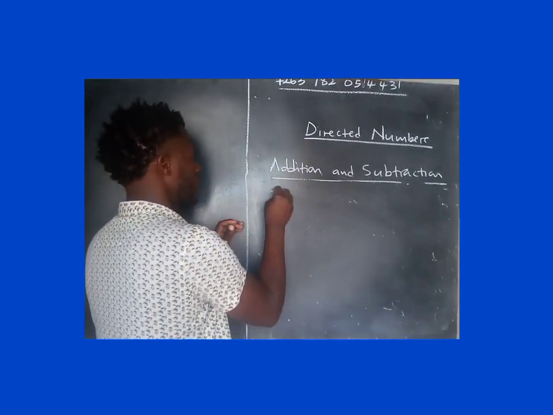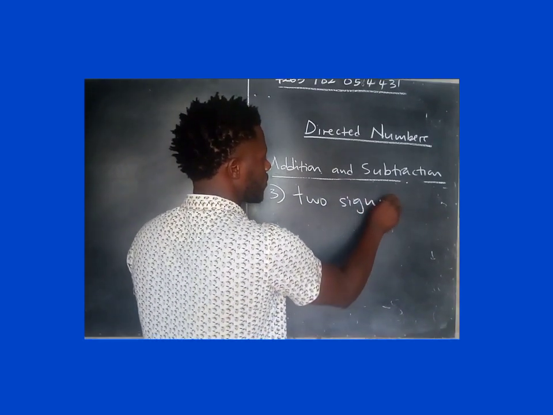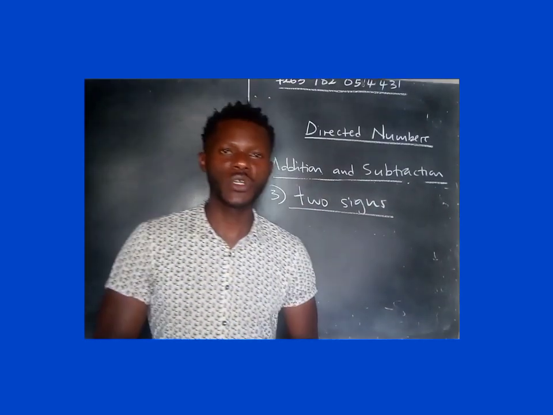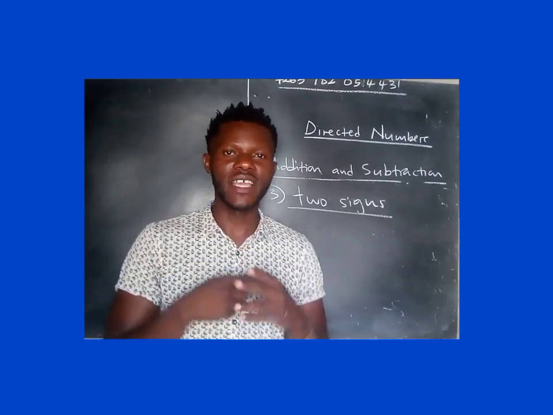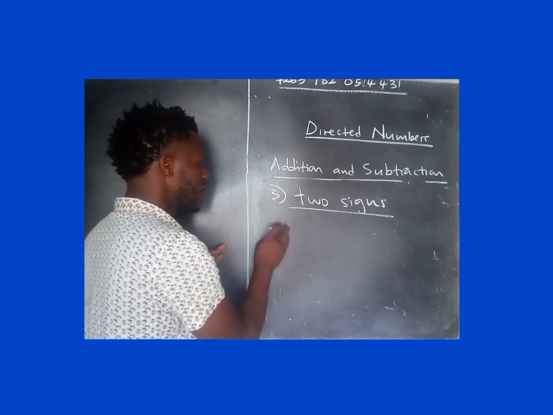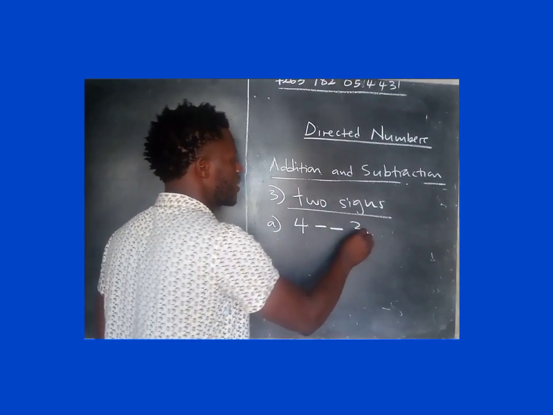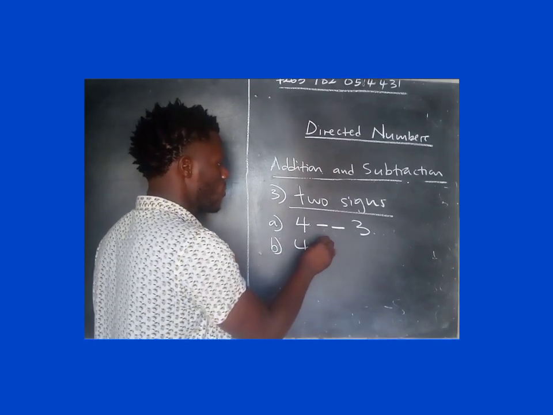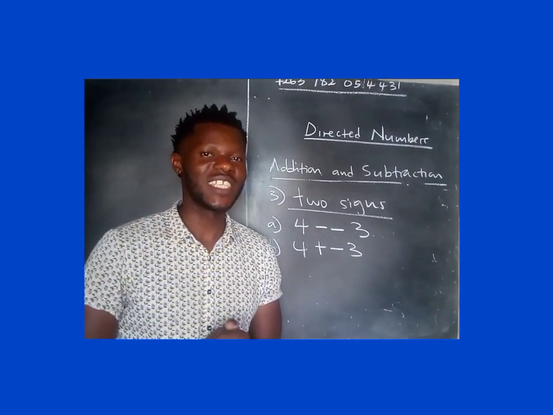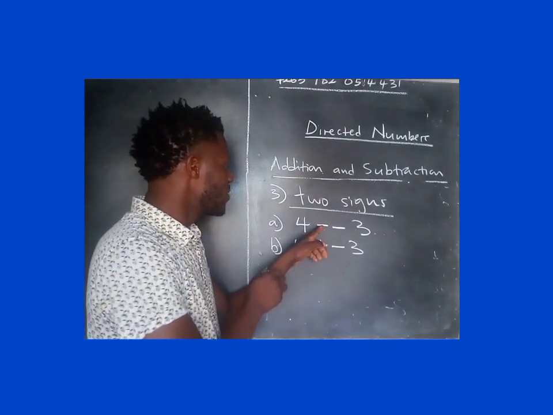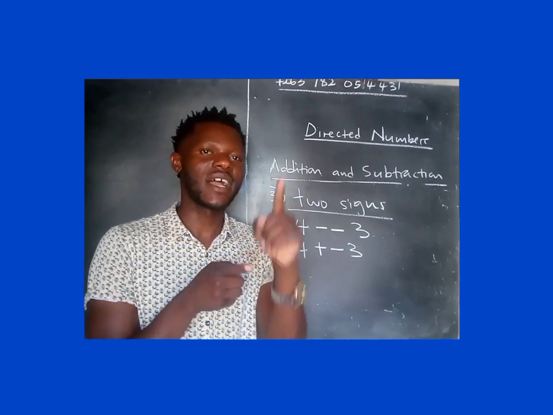This one. 2 signs. Sometimes we come across 2 signs, either a negative or a positive, consecutive at the middle of numbers. For instance, this way, number A, 4 plus minus 3. When you come across such a situation, it's very simple. When you have 2 consecutive signs between numbers, ignore the 2 signs and get 1 sign.